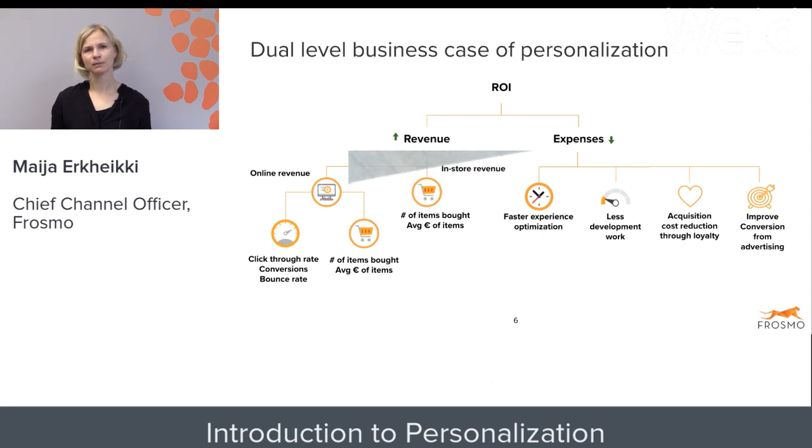Then the other side, the expenses side. So how can we reduce expenses with personalization? There are sort of 4 key elements here, which require using a personalization engine such as Frosmo. So the first one is faster experience optimization, meaning being able to create a hypothesis, test it online, improve, allow algorithm to do the improvement, and then again improve. So it's this continuous cycle of improvement.